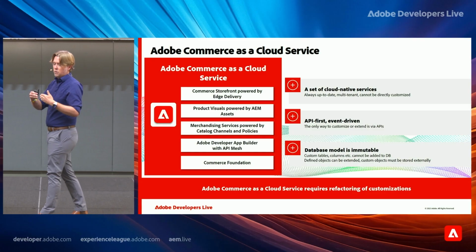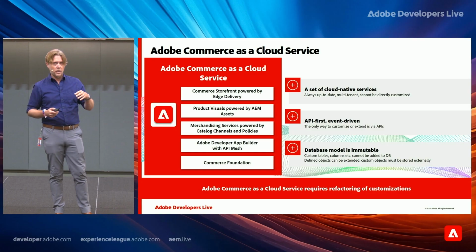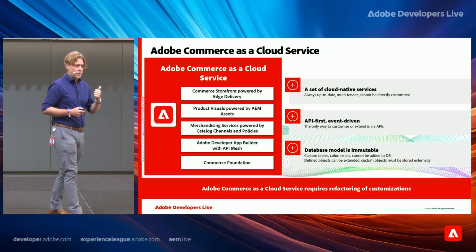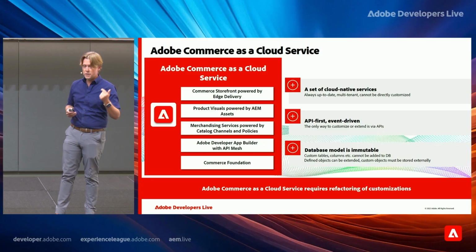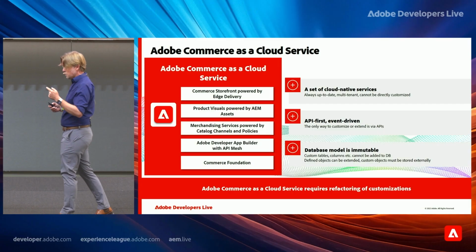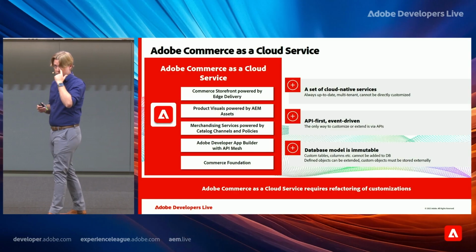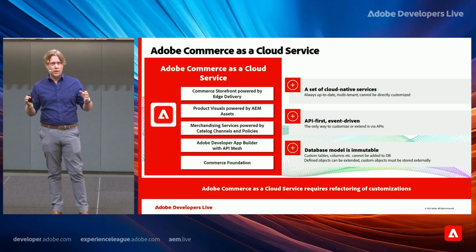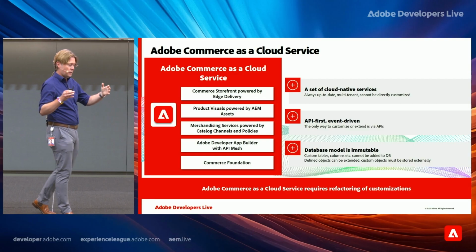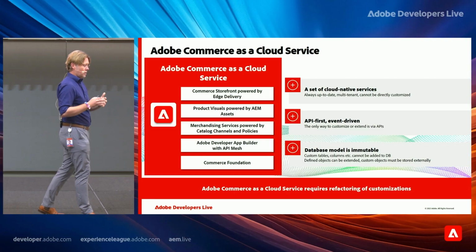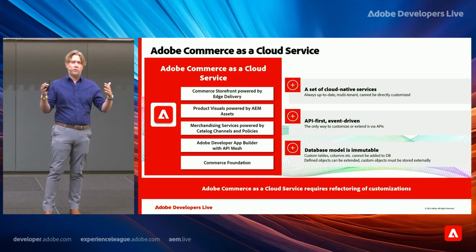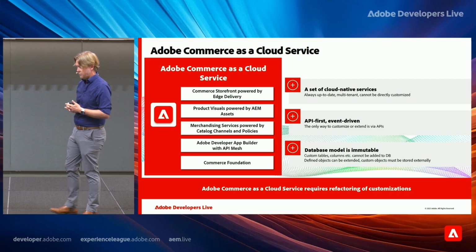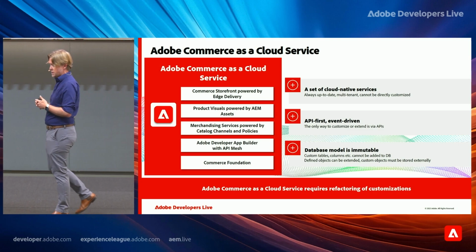And so now what we're looking at is a fully cloud-native multi-tenant service. And what this means is that you're always up to date, you're always secure, but one of the fundamental differences is that our customizations that were previously made in process in our Commerce core application are now all done in an out-of-process fashion via App Builder, API Mesh, and different out-of-process frameworks here.